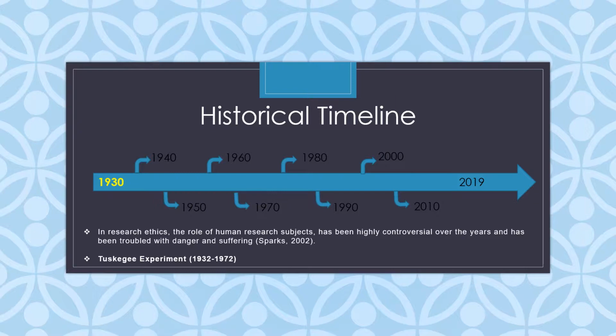Going over the historical timeline in research ethics, you can see that the role of human research subjects has been highly controversial over the years, and it has been troubled with danger and suffering. One of those studies was the Tuskegee experiment from 1932 to 1972, where researchers studied the effects of untreated syphilis in about 400 African American men without providing them with effective available treatment. This was stated in an article by Resnik 2019.